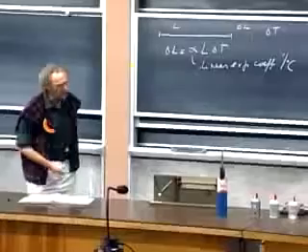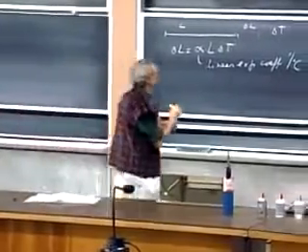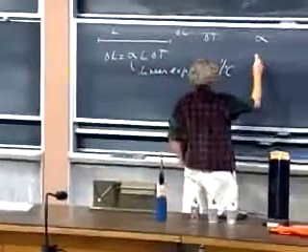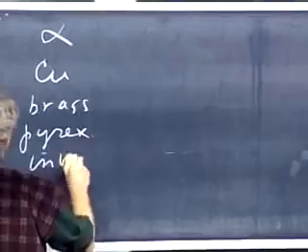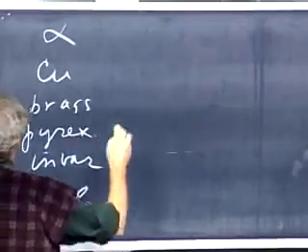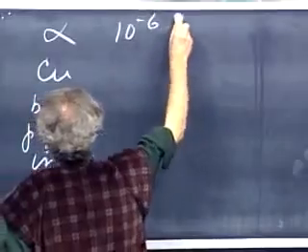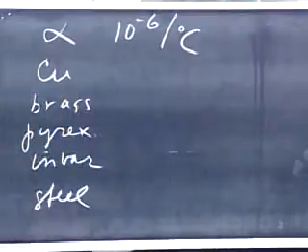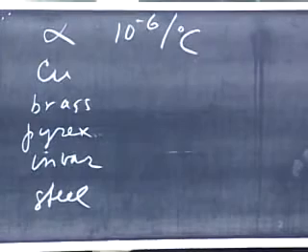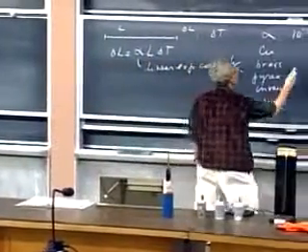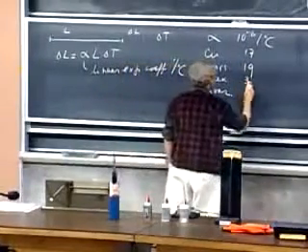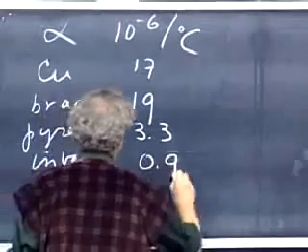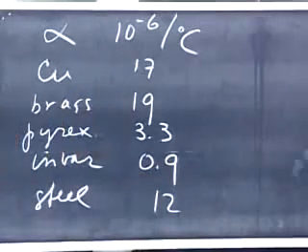The various values for alpha differ a great deal. I'll give you some values for alpha. I'll give you copper, brass, pyrex, invar, and steel, and they are in units of 10 to the minus 6 per degree centigrade. And we will use some of them today. Brass is about 19. Copper is 17. Pyrex 3.3. Invar 0.9. And steel is roughly 12, but there are many different kinds of steel.